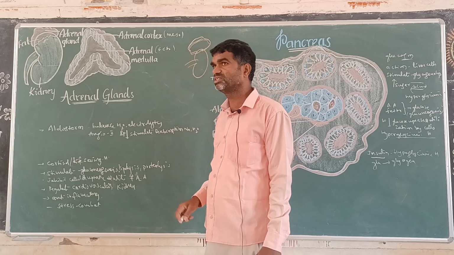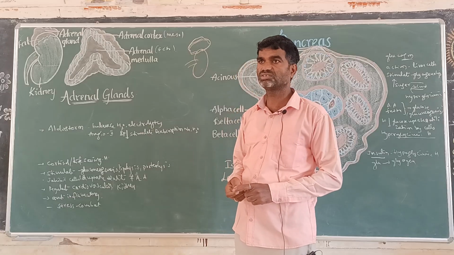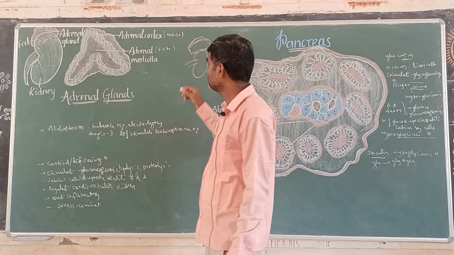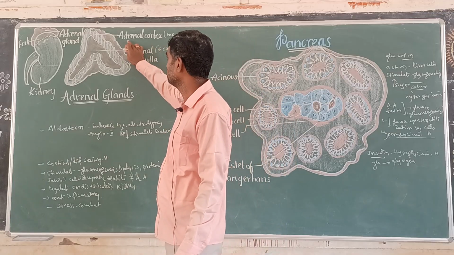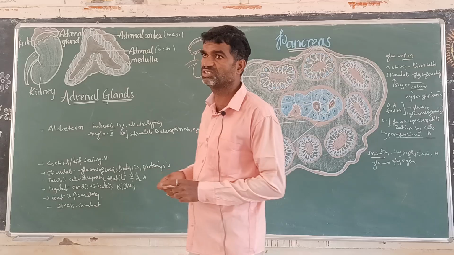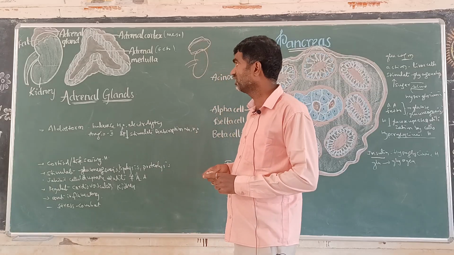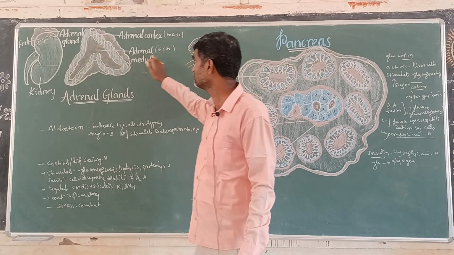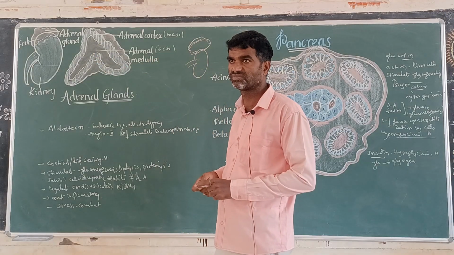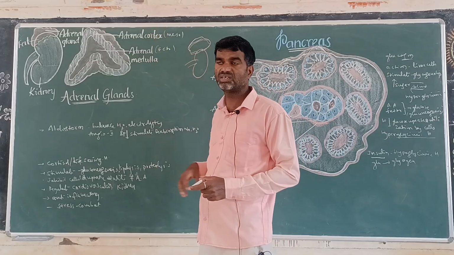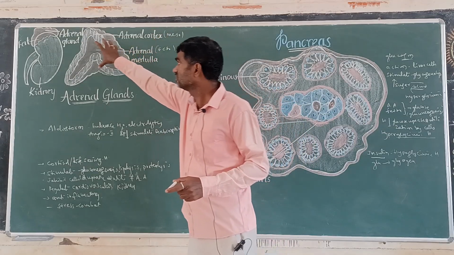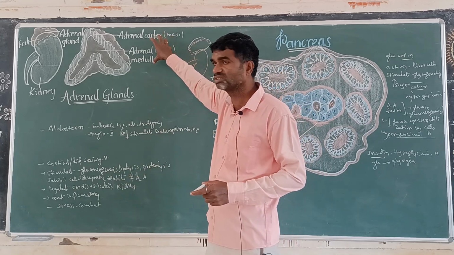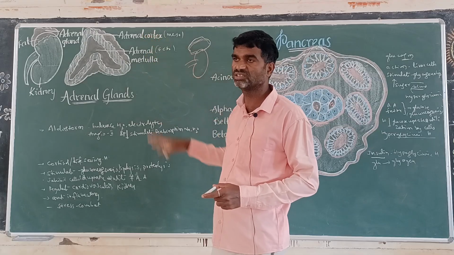The adrenal gland consists of peripheral tissues and central tissues. The peripheral region is called the adrenal cortex, and the central region, the deepest part, is called the adrenal medulla. So, adrenal cortex and adrenal medulla. This gland is also called the suprarenal gland.